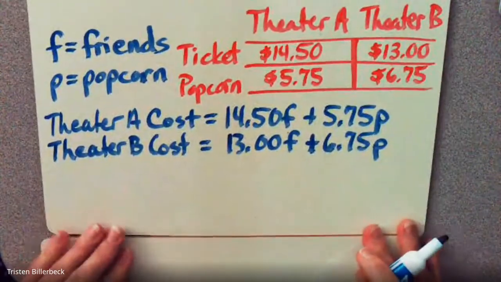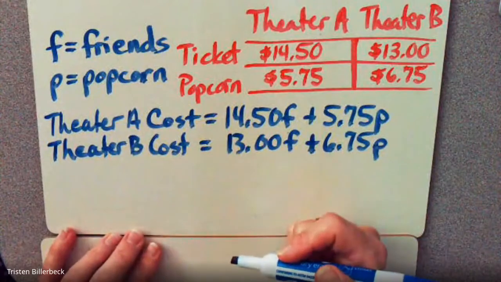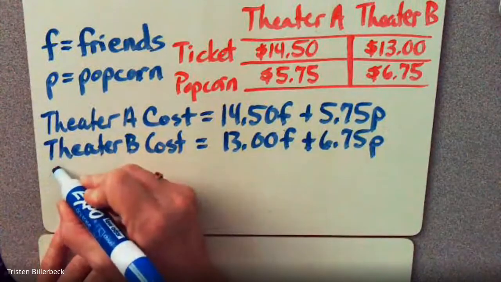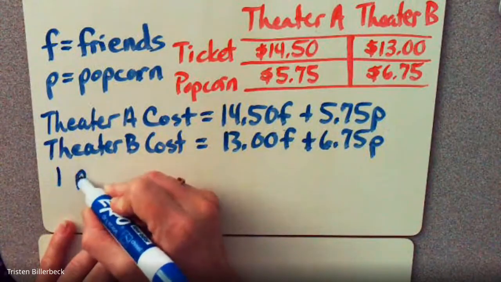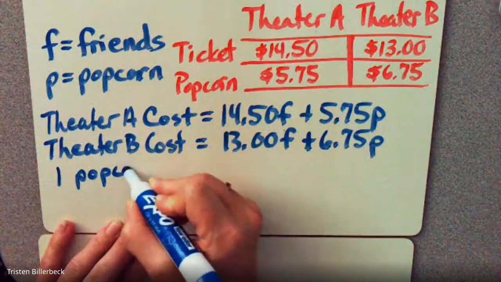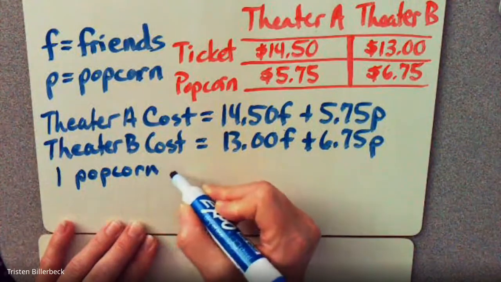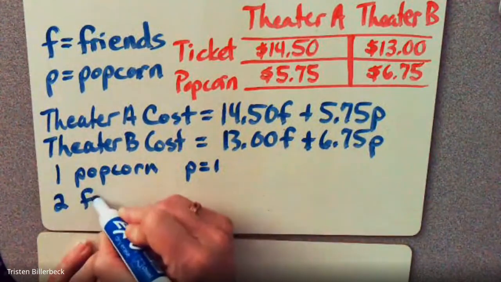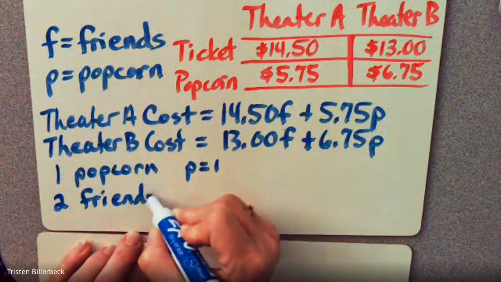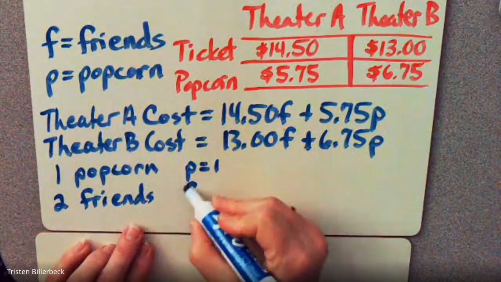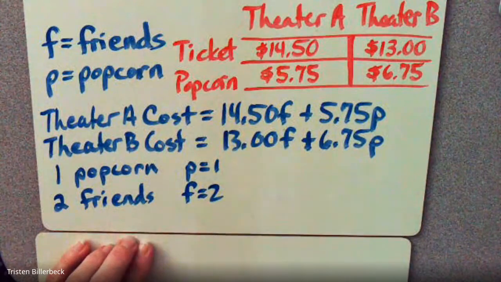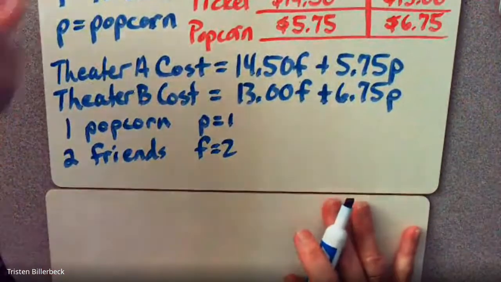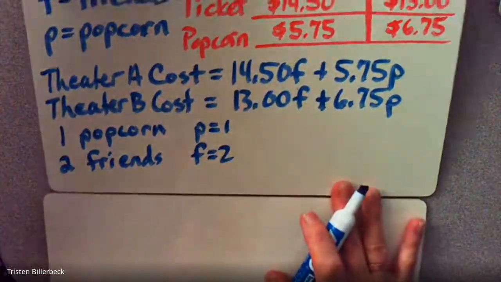All right. So, first of all, let's say we only buy one popcorn and we share it, so P equals 1, and two friends are going to do this, so F equals 2. Now we can plug that back into both of these equations to see what's going to be the best deal for us.